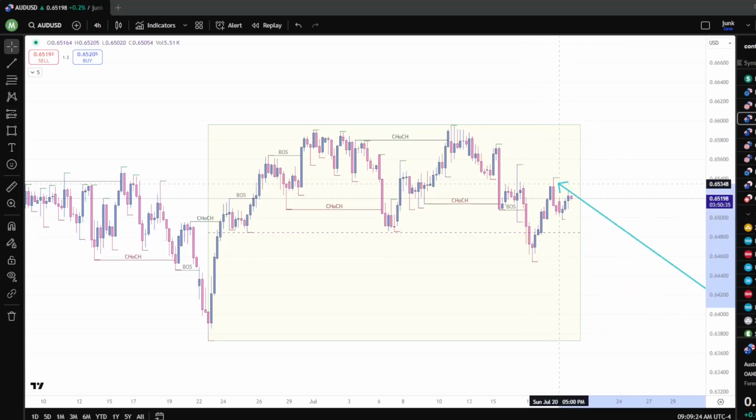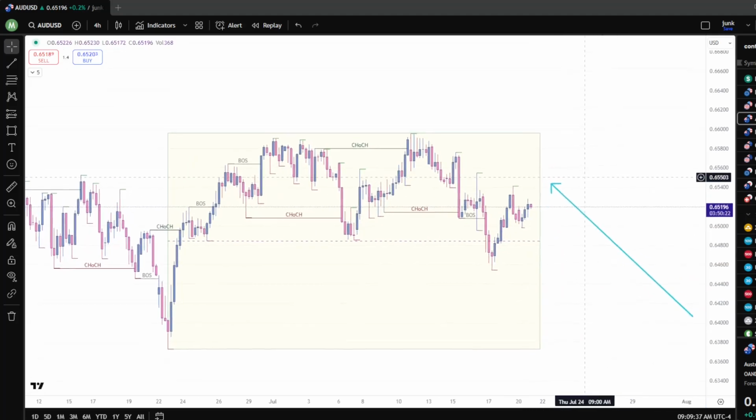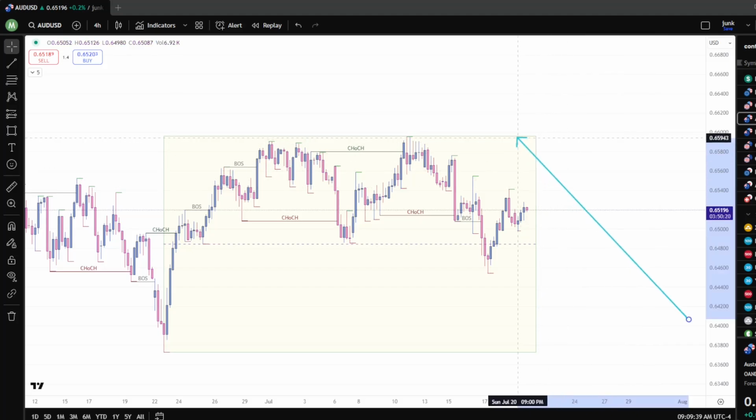Now swing structure is bullish. We're looking to take out the highs to make fractal structure bullish. Internal structure, if this forms and stays a higher low, then we'll be on our way to take out the highs of the overall range, and the internal structure will be bullish.